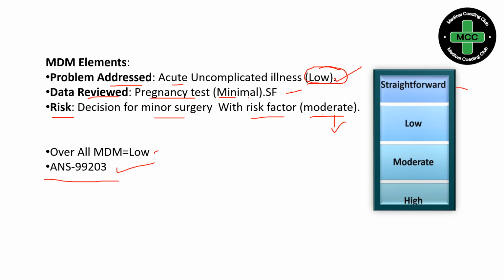If you see the hierarchy, this is moderate, and this is straightforward, nothing but a minimal level. In the middle, we have low level. It's an average, not too low, not too high. So it will contribute to 99203. This is how you can utilize the coding guideline if all three MDM elements are different. For one more example, for better understanding, we will see.